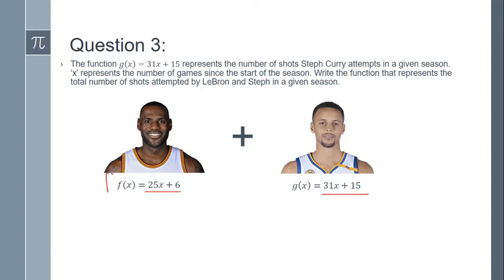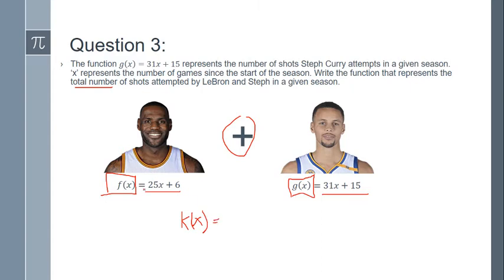Remember, the function notation out here is like saying y. That's just what we're calling the function. We're just naming it. F of x, g of x. Now we want to add them together because we want to know the total number of shots attempted by both of them. When I add the two functions, I'm going to come up with another function. Maybe I call it something else, maybe I call it k of x. It doesn't matter. Remember, we're just naming it.